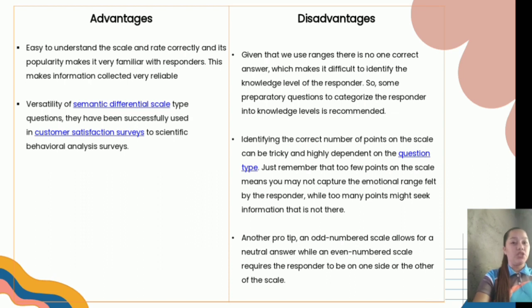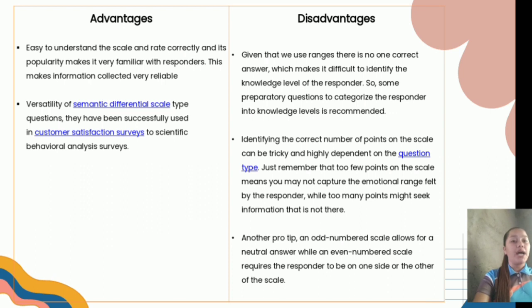Next, disadvantages. Given that we use a range, there is no one correct answer, which makes it difficult to identify the knowledge level of the responder. So, some preparatory questions to categorize the responder into knowledge levels are recommended.